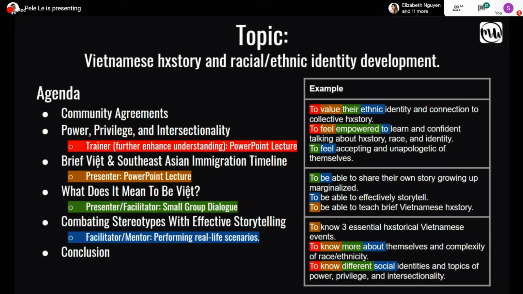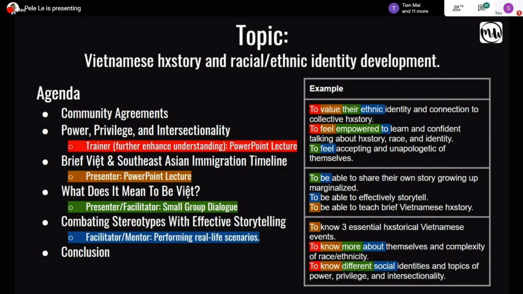The second one is the history, or the Viet and Southeast Asian immigration timeline. For this one, I'm going to take the role of a presenter because I'm basically going to lecture on information about specific moments in Vietnamese and Southeast Asian immigration. This is not training because I'm strictly giving information. I'm not really helping enhance anyone's skills.